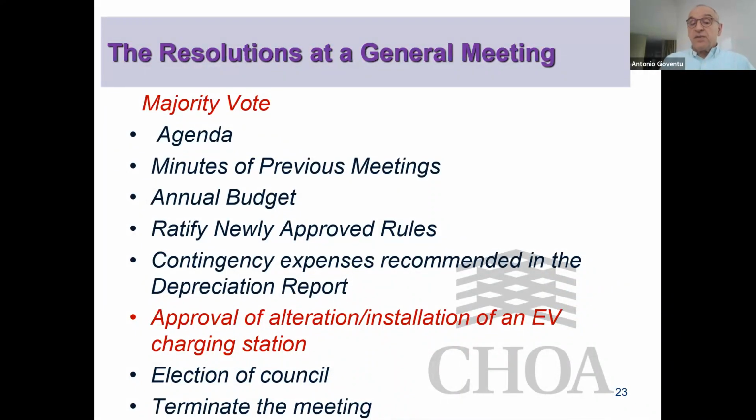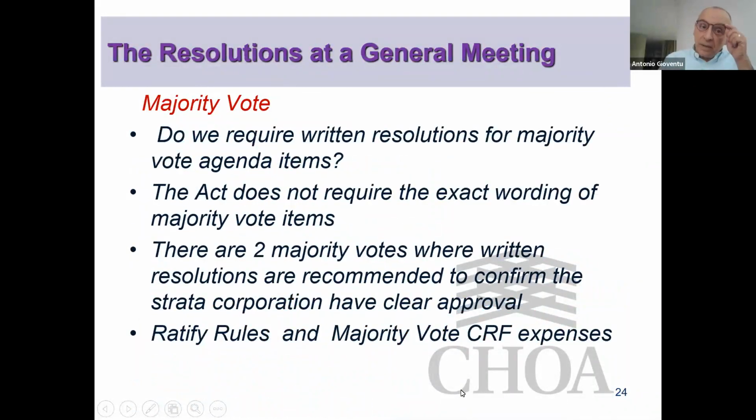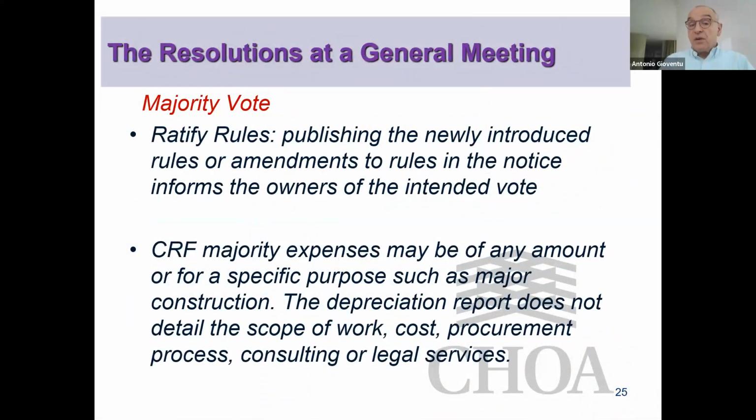Majority vote is also used for the election of council and for the termination of the meeting at the end of your agenda. So here's a question that comes up now frequently. Do we require written resolutions for majority vote agenda items? So things like the budget, the rules. The Act doesn't require exact wording of majority vote items, but there are 2 majority vote items where we strongly recommend that you confirm the Strata Corporation has clear approval. The first being ratifying of rules, and the second being the majority vote for CRF expenses.